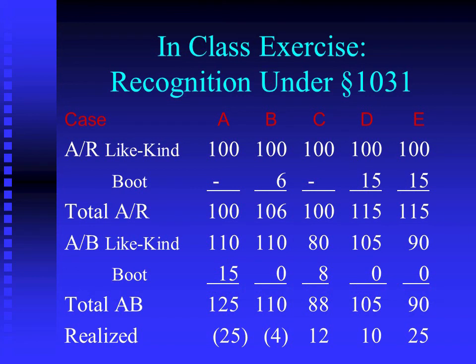So in cases A and B, I have a loss. I never recognize a loss on a qualifying like-kind exchange, so the boot doesn't matter. So I'm going to defer the 25 and defer the 4, because that's the rule. In cases C, D, and E, I am going to recognize as much of the gain as I have boot in my pocket. So we'll trace the 12 up to the boot line in C. There's nothing there. That'll give us an answer. In case D, we'll trace our gain realized up to the boot line and see we got lots of boot. And we'll do the same thing in E. So we're going to do that on the next couple of slides.